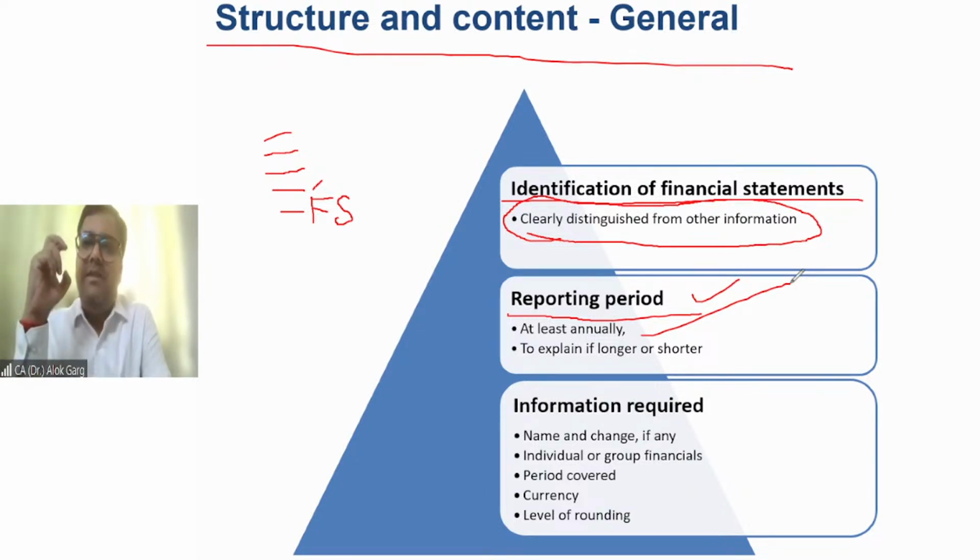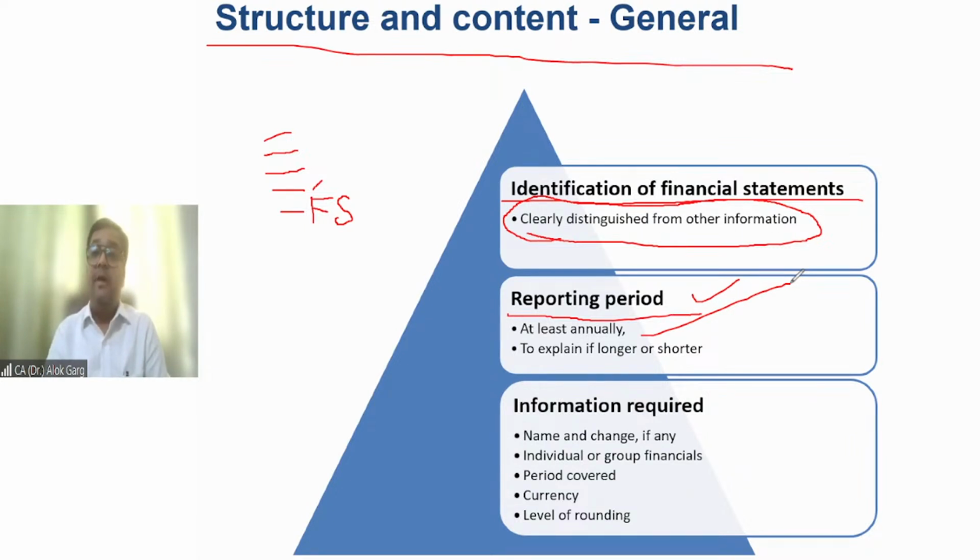So friends, 6 months is less than 1 year. In this case, the period is shorter. So the management or the company has to explain this in the notes to accounts, that we are incorporated on 1st of October and being the first financial statement, these financial statements are only for 6 months, starting from 1st October and ending on 31st March.